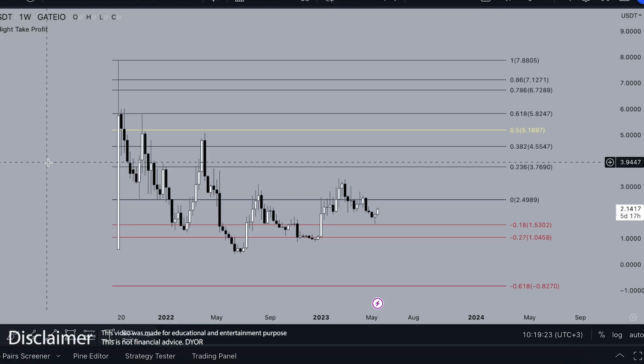Today we'd like to talk about the Lido DAO LDO USDT trading pair on Gate.io, the targets for 2023 and potential targets for the next bull run with my custom market maker set. Let's dive in.